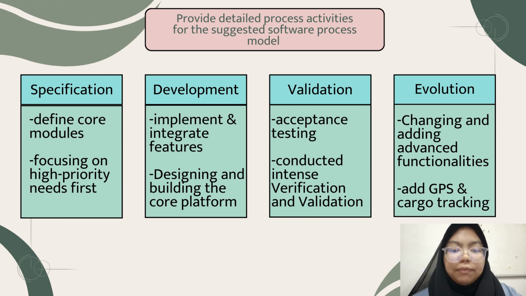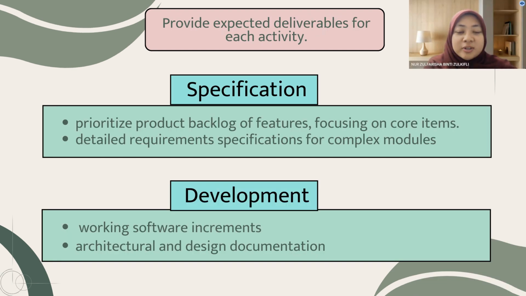Finally, the evaluation phase focused on continuous improvement. After the core ticketing system became stable, Buzz Asia enhanced the platform by adding more advanced features in later iterations. These include cargo tracking and GPS bus tracking. This evolutionary approach ensures that the system remains efficient, up-to-date, and adaptable to future needs such as integrating new bus operators or expanding service. For each process activity, there are expected deliverables.